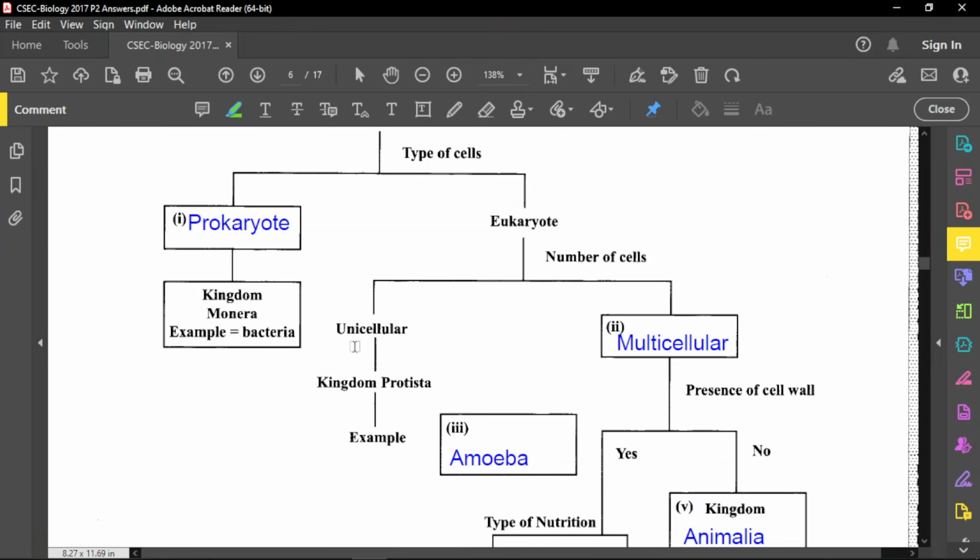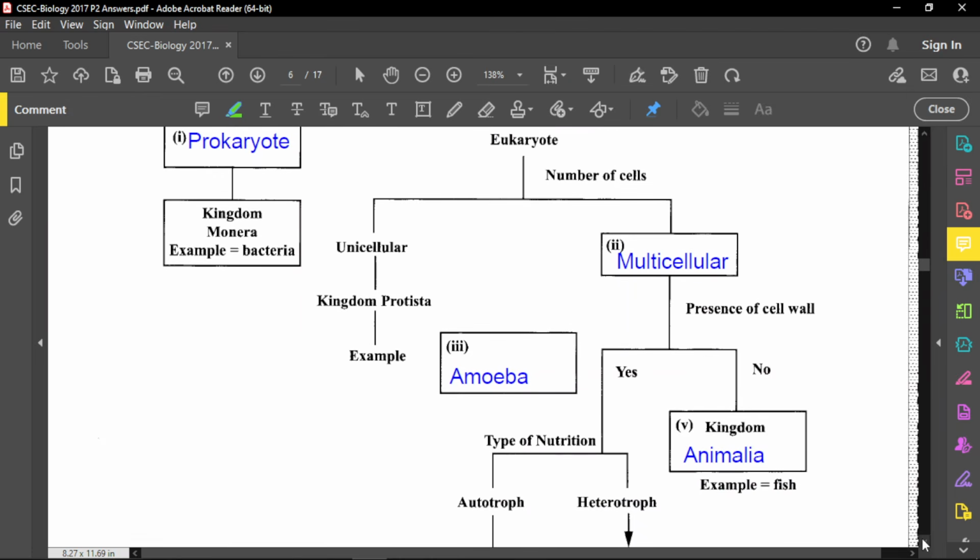On the eukaryotes, we have unicellular, so on the opposite side, we must have multicellular organisms, right? And we have here the protista kingdom. An example of protista will be amoeba, paramecium, and so on. Presence of cell wall, and if the presence of cell wall is yes, then we know that it will be autotrophs or heterotrophs, if there's a cell wall.